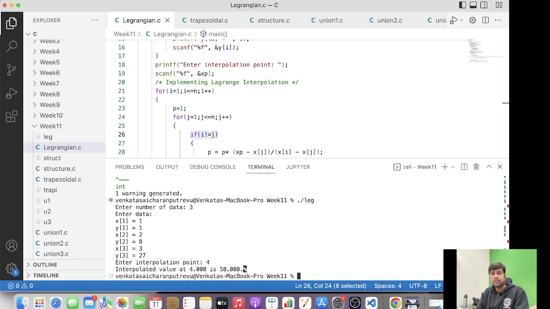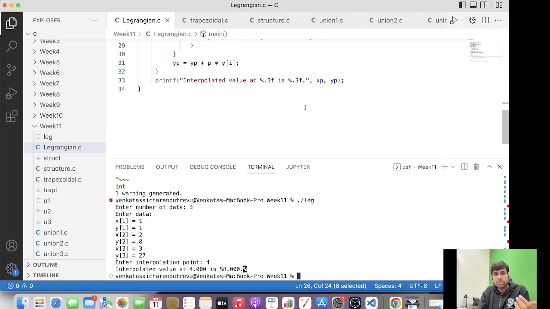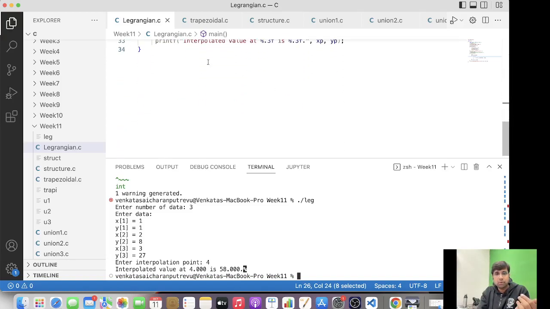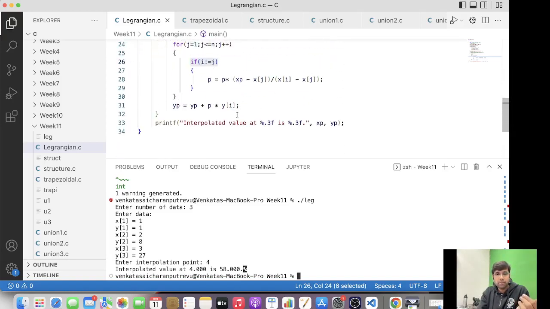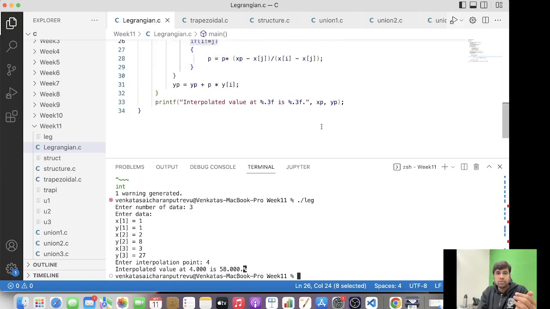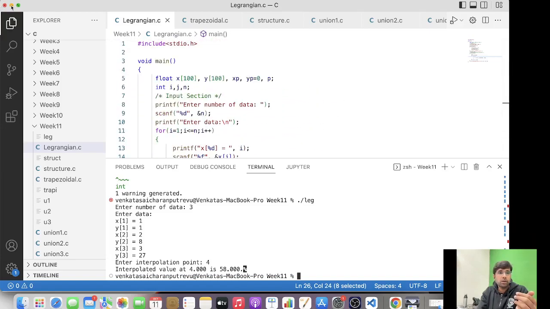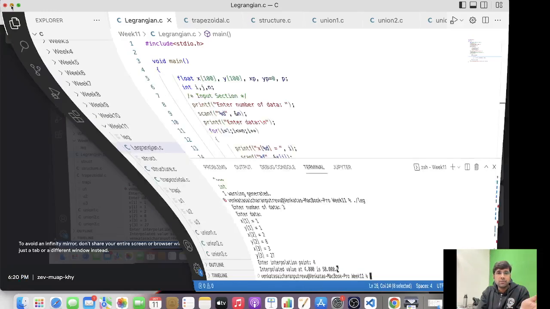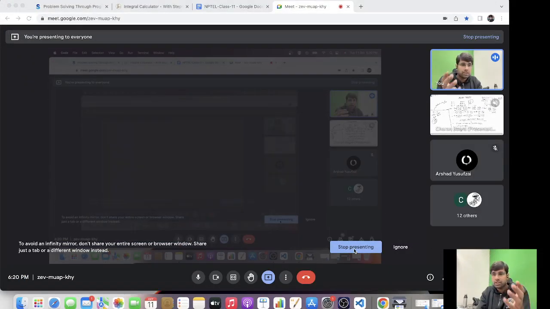So you can see the interpolated value. It automatically calculated the logic behind by using this Lagrangian interpolation, and then sums those values together in the form of yp, and finally we are printing the yp value, which is equal to 58. So this is how, more or less, we do the Lagrangian interpolation, and that is the logic for that code.